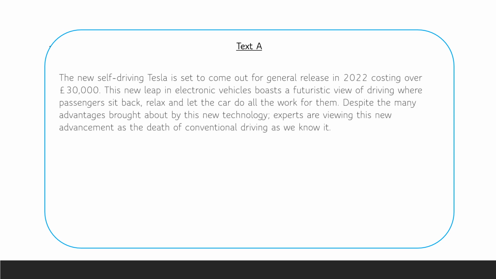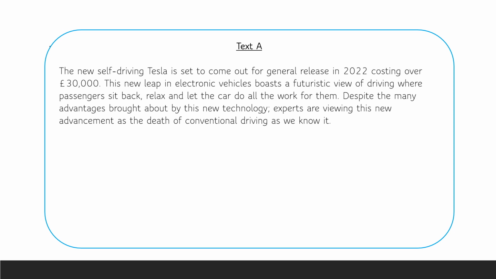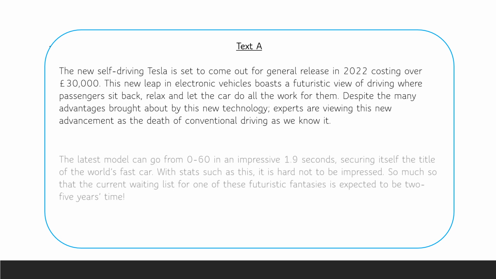So as you might have guessed, the topic that we're focusing on today is going to be about transport. So in text A then, it says, the new self-driving Tesla is set to come out for general release in 2022, costing over £30,000. This new leap in electronic vehicles boasts a futuristic view of driving where passengers sit back, relax, and let the car do all the work for them. Despite the many advantages brought about by this new technology, experts are viewing this new advancement as the death of conventional driving as we know it.